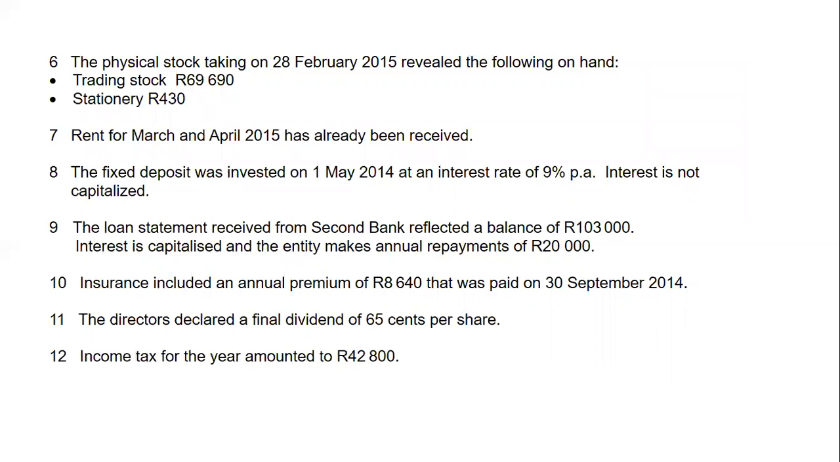Transaction A says the fixed deposit was invested on the 1st of May 2014 at an interest rate of 9% per annum. Interest is not capitalized, so we are allowed to have accrued income here, or we can simply have income received in advance. We don't know, but it's impossible for you to receive income in advance from a fixed deposit. Now, this fixed deposit, we've only had it from May. In the current year, it means that we have had this fixed deposit for May, June, July, August, September, October, November, December, January, and February. We've only had it for 10 months. So we need to calculate interest on this fixed deposit for 10 months.